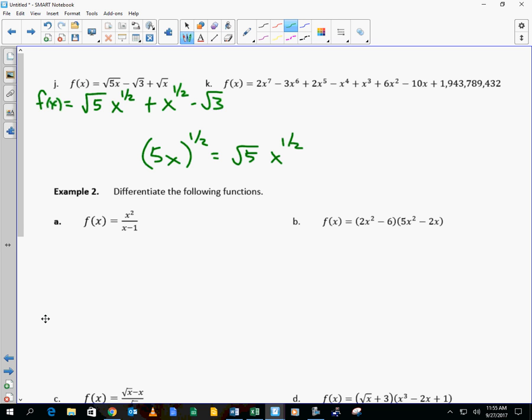Because we're taking the square root of 5. Remember, the square root of a times b is the same thing as square root of a times square root of b, right? Square root of 35 is the square root of 5 times square root of 7, right? So I'm just separating it like that. That's all I'm doing.